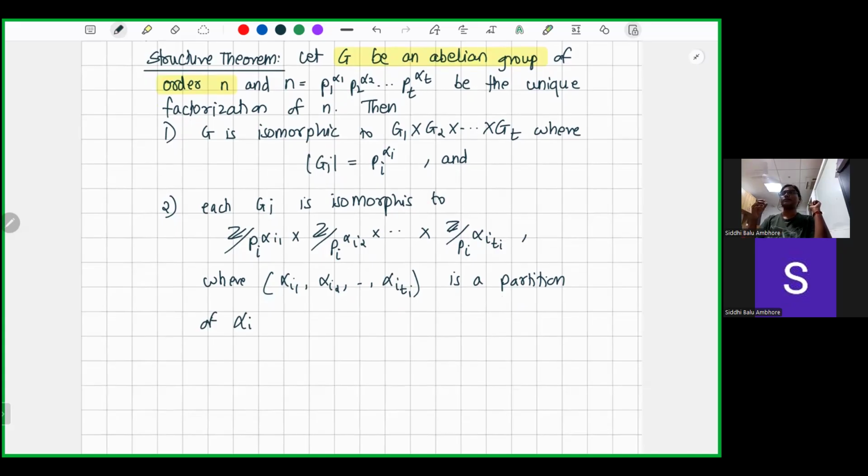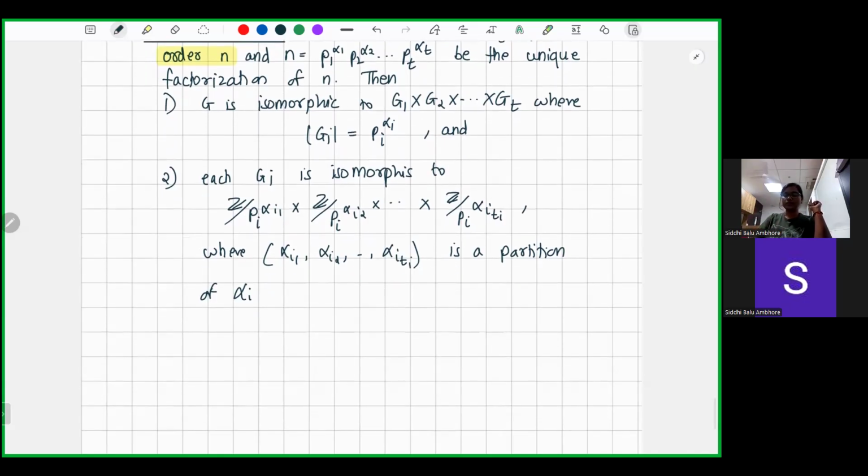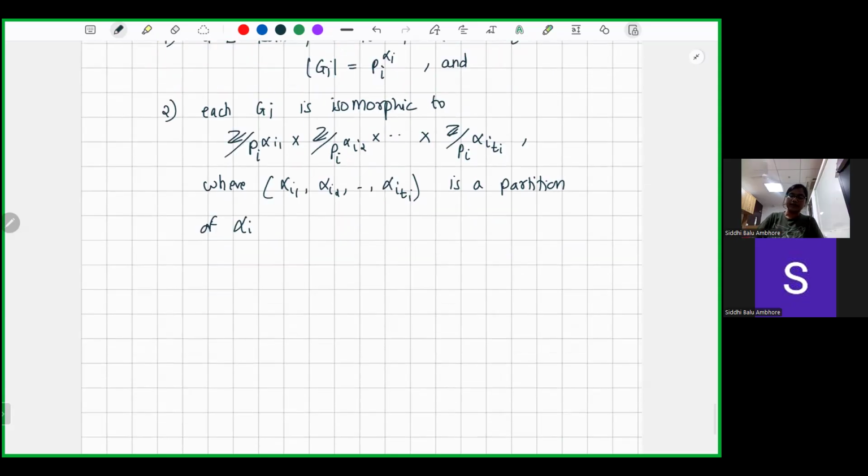The pi power alpha i divides my group Gi, and each Gi is isomorphic to this cross product: Z pi power alpha i1 Z cross Z pi power alpha i2 Z cross Z pi power alpha i ti Z, where alpha i1, alpha i2, and alpha i ti is a partition of alpha i.